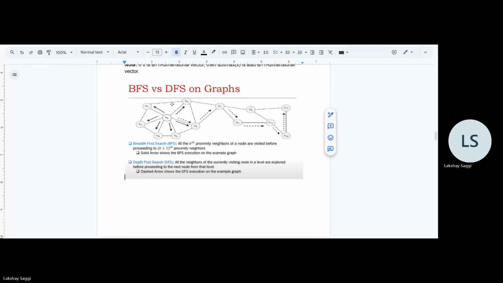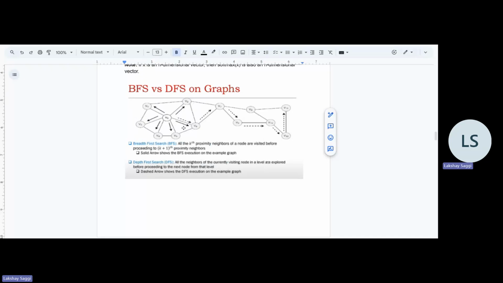I'm just giving a very high level idea of what these are doing. Maybe you are already familiar, but still, here is a formal description of what BFS and DFS are. In BFS, all the kth proximity neighbors of a node are visited before proceeding to the k plus 1th proximity neighbors. As I already said, starting from V0, you first cover all the vertices which are direct neighbors of V0, and only then you go to the remaining vertices.